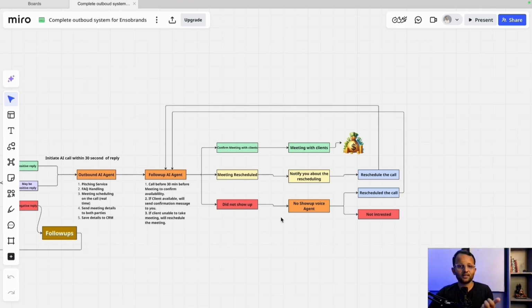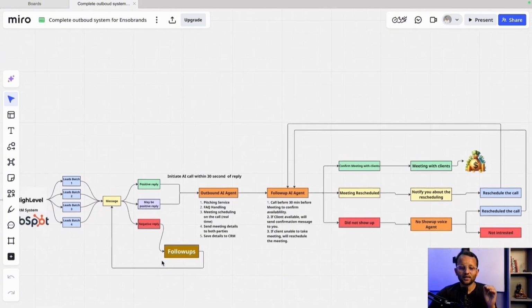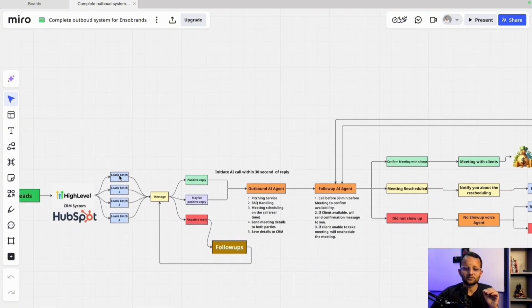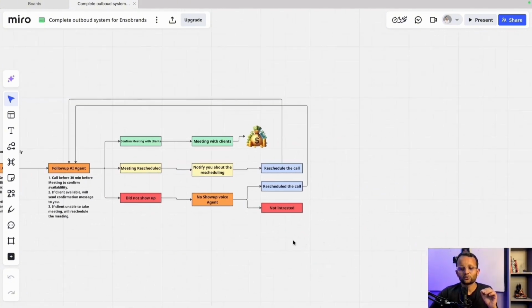The third thing is that he doesn't show up. So there is a no-show voice agent that goes to the person and asks why he did not show up. And there could be two options again: he wants to reschedule the meeting, or he is simply not interested in the product. Now, if you just understand, any leads that enter into the system exit through the not interested gate only.